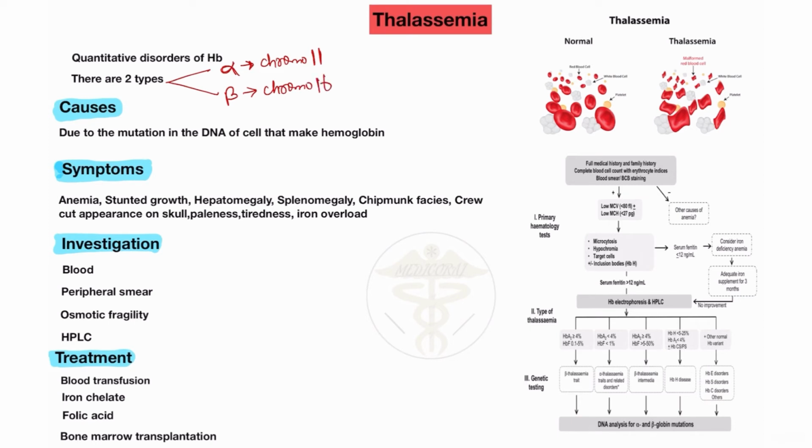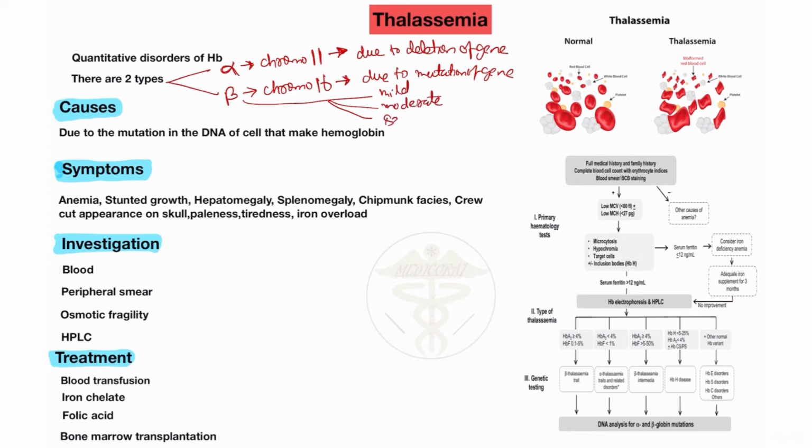What is the difference? Alpha thalassemia mostly occurs due to deletion of the gene. You all know this occurs due to gene deletion. But beta thalassemia occurs due to mutation of the gene. And beta thalassemia, you all know, is mostly divided into three parts: mild, moderate, and severe type of beta thalassemia.